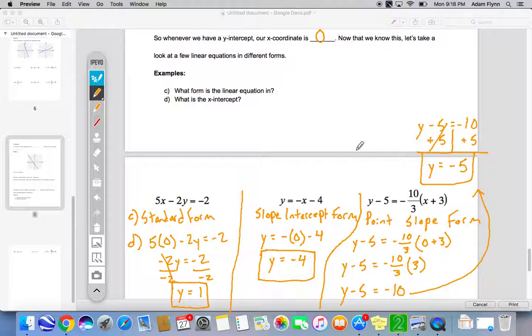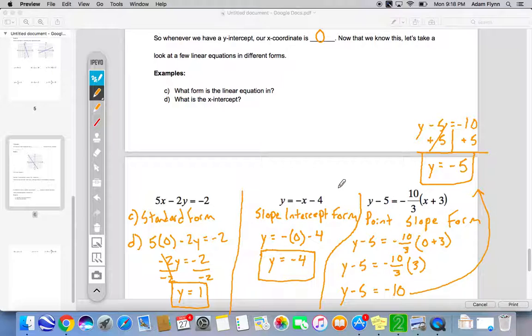So at this point, given a graph, you know how to find the y-intercept for a function. You also know how to find the y-intercept given any linear equation. In standard form, you know how to find the y-intercept. Slope-intercept form, you know how to find the y-intercept. And point-slope form, you know how to find the y-intercept.